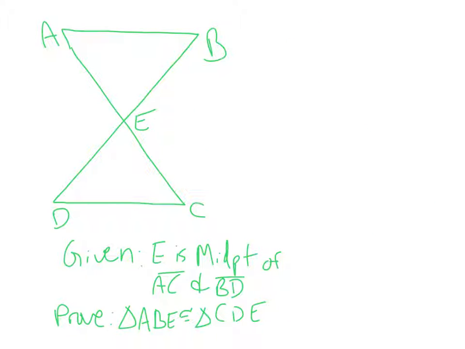All right, last one of the day, and this one is the most difficult. It will be a little bit longer, like 4 or 5 steps. All right, so it says in our given that E is the midpoint of AC and BD. Well, what does it mean to be a midpoint?